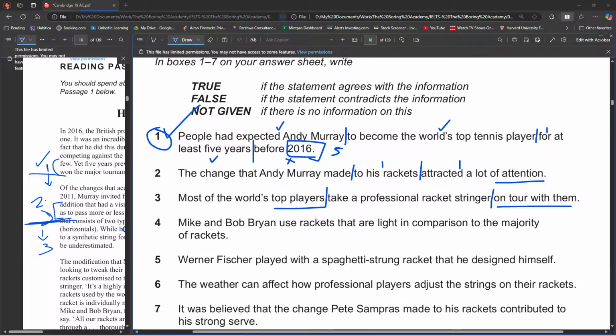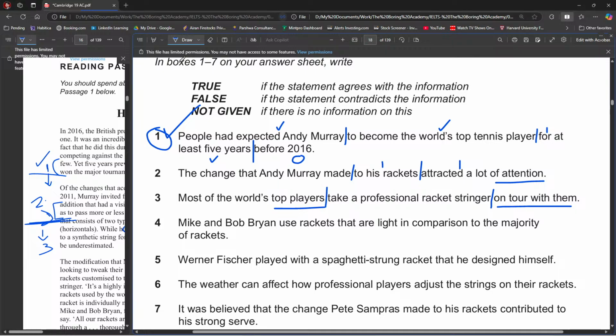False. What if the year is missing in the passage? The year is not mentioned. They expected him to be the top player, but the year is not mentioned in the passage. What would the answer be? The year is not mentioned at all. Not given, exactly.